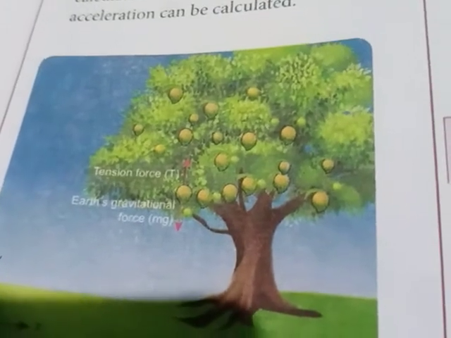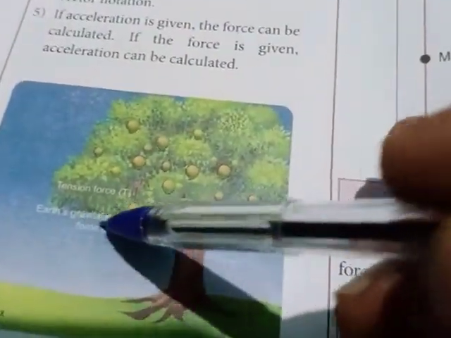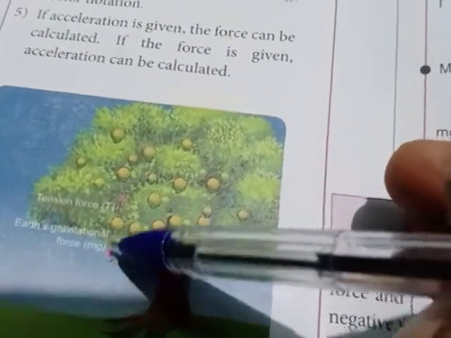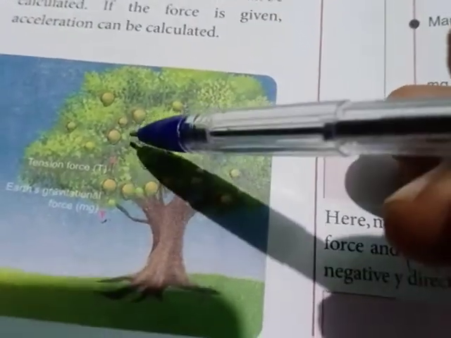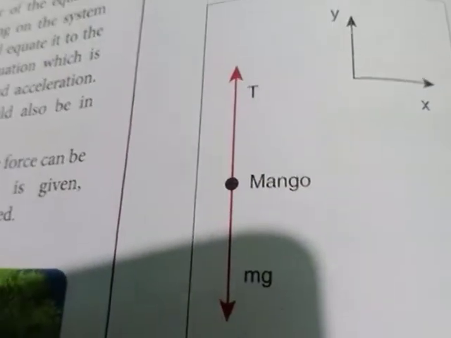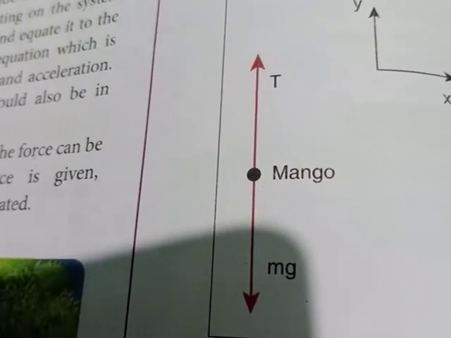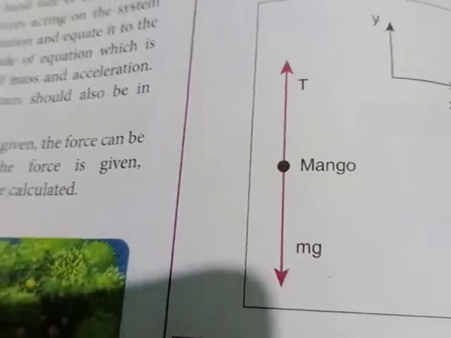You see here, one mango tree, many mangoes are there. So downward what is acting? The earth's gravitational force, mg, is acting downward. Upward, the tension force is acting. So how can you draw the free body diagram for this? You see the mango, downward mg acting, upward tension force acting. Like this you can draw the free body diagram.